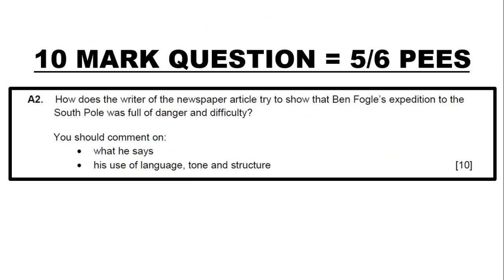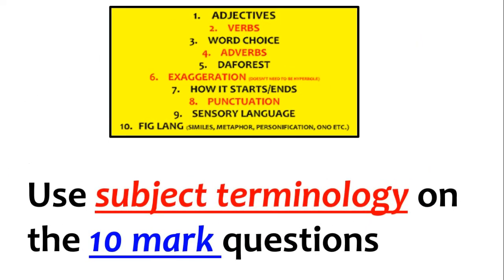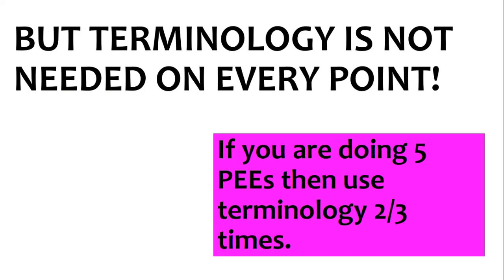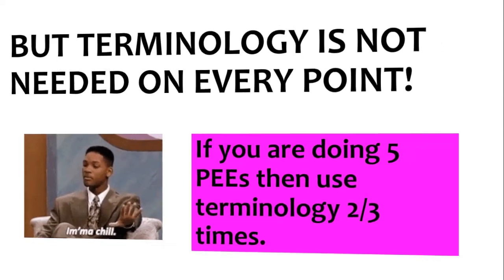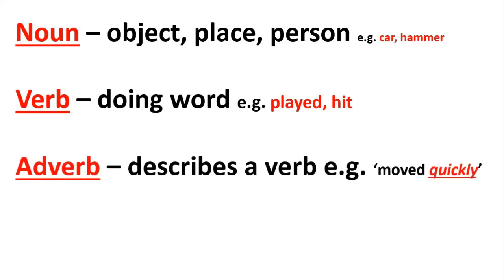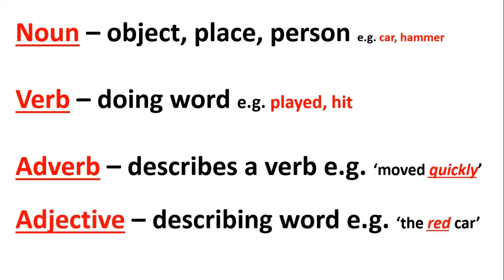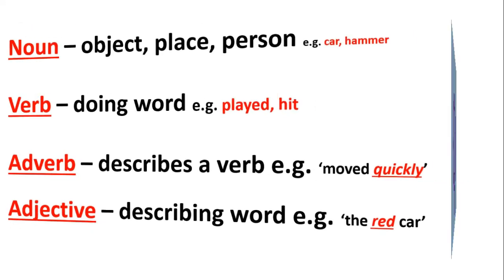If you are doing a 10 mark question, we're looking for 5 or 6 point evidence explained paragraphs. On some of the questions, in particular the 10 mark questions, you need to use subject terminology, so things like adjectives, verbs, etc. But terminology is not needed on every point. So if you're doing 5 PEs, maybe do terminology in 2 or 3 of them. So we can use lots of terminology, similes, personification, repetition. However, my advice would be you can go a long way with these 4, in particular verb, adverb and adjective. So if you're not sure of what these terms mean, I would revise verb, adverb and adjectives till the exam.